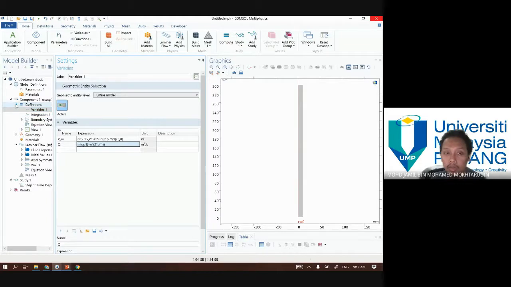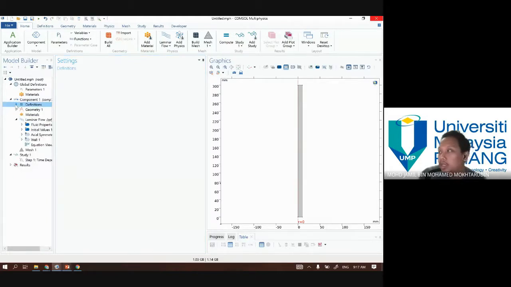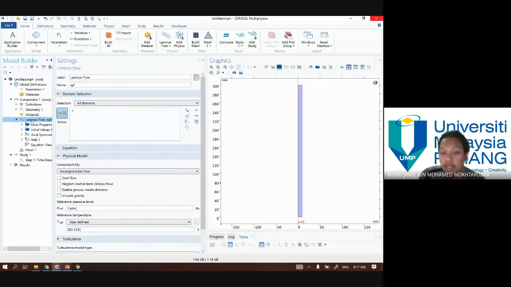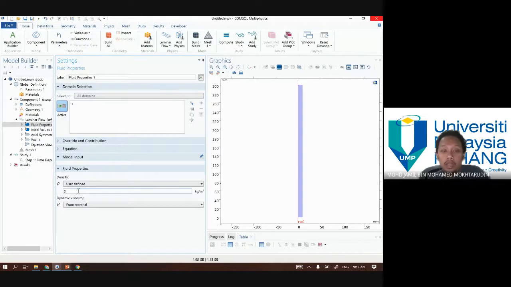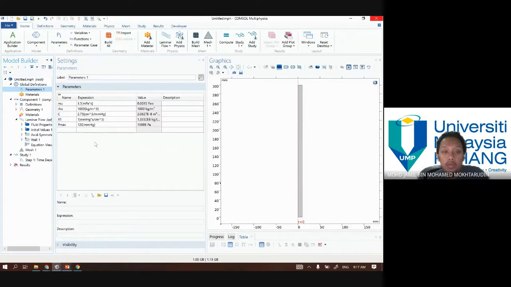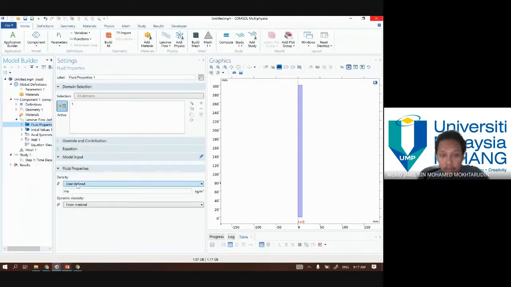Okay, so we have done setting the variables. Now we can go to setting the physics. Firstly we go to fluid properties. We need to define the density. We have defined previously in parameters, so we just put the name rho. In parameters 1, we have defined rho here. So in fluid properties, you just input rho. And then in the dynamic viscosity, we have defined previously mu.